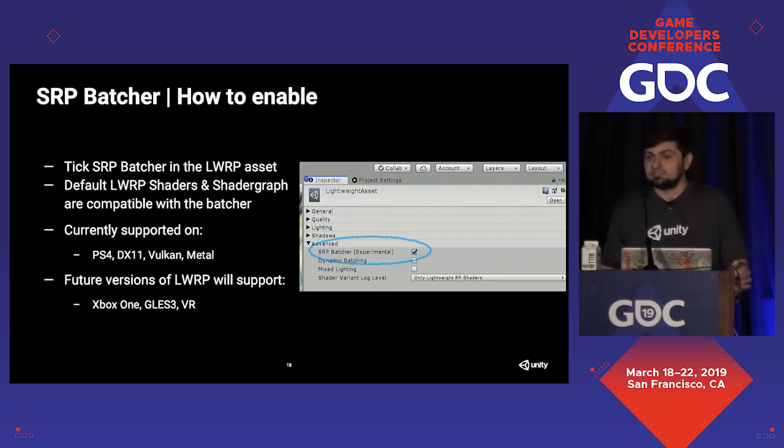So the SRP batcher is experimental in lightweight. You can enable or disable it in the pipeline asset settings, which is what controls the quality settings of lightweight. The shaders require some special setup to glue the constant buffer to the engine. So if you're using the shaders that we provide with lightweight or shaders that are created with shader graph, you don't have to do anything. They'll be compatible. And the batcher is supported on a few platforms, and we are adding support for more platforms soon.